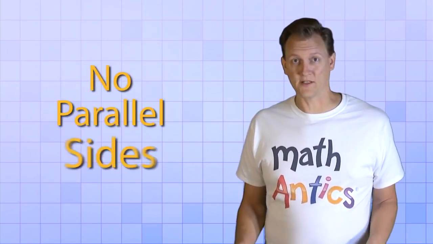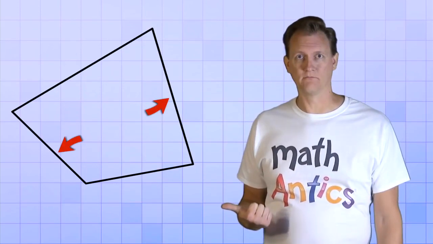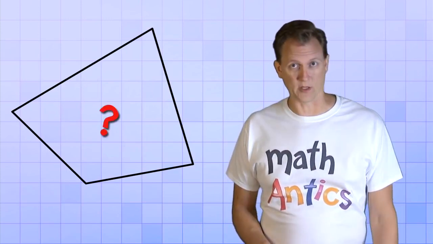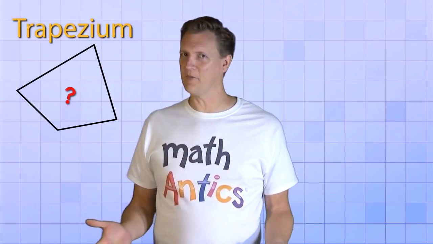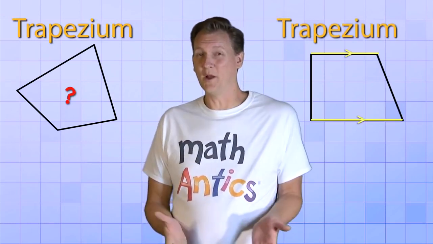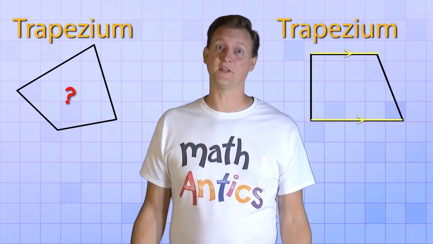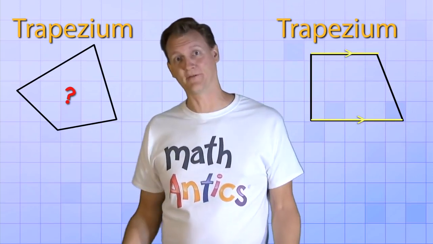Alright then, what about quadrilaterals that have no parallel sides at all, like this one? These opposite sides are not parallel, and these opposite sides aren't parallel either. So what do we call this kind of polygon? Now here's the really confusing part. In America, this is sometimes called a trapezium. But isn't that what they call a quadrilateral with only one pair of parallel sides in the UK? Yep. Unfortunately, the same word is used to describe 2 different things in 2 different countries.